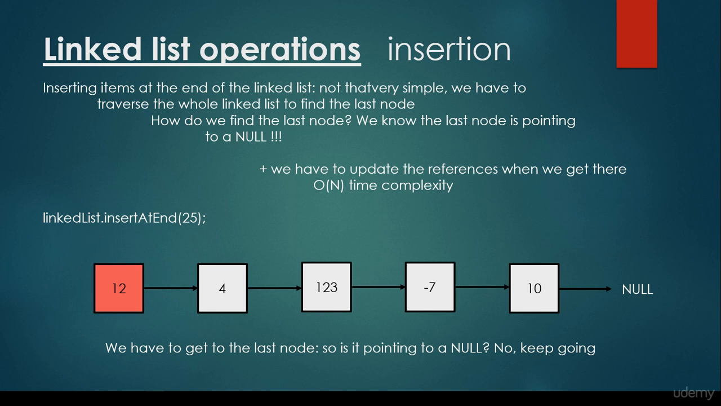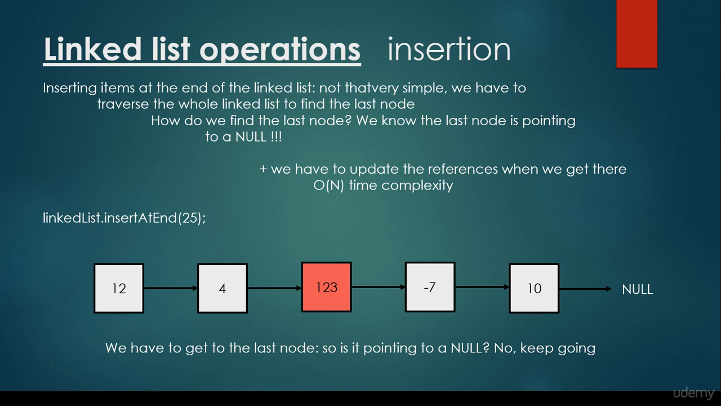So we consider it. We have to get to the last node. So how do we know that that's the last node? That it's pointing to a null. Okay, so is it pointing to a null? No, it's pointing to 4. So let's hop to 4. Is it the last node? Is it pointing to a null? No, so we have to hop to the next node, which is the 123.